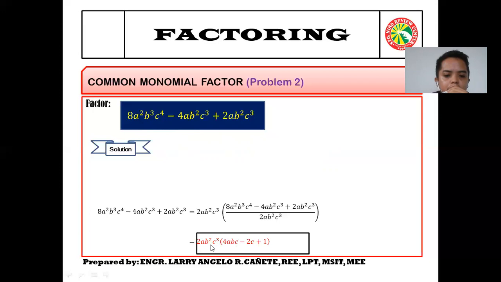So 2AB squared C cubed times 4ABC, you come up with this one. And then distribute, you come up with this one. Lastly, distribute to this one. This is the answer. So just picking choices is much easier compared to really doing the operation. Therefore, that is the final answer.